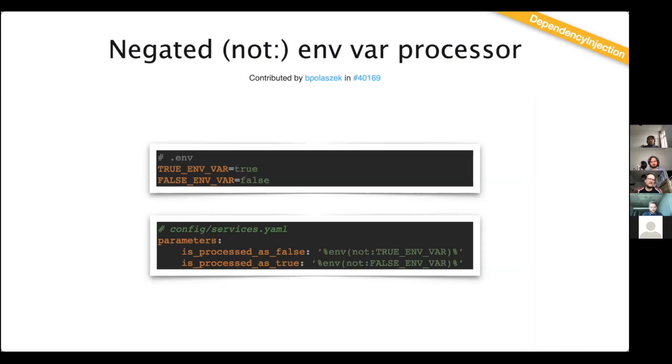Sometimes it's necessary to get the opposite of a Boolean variable, like you have an APP_DEBUG environment variable, and you want to get the negative or the opposite value. You can now use the not processor to negate the Boolean variable. For example, you have the environment variable TRUE_VAR with true as the value, and you are using the not processor, and it will be processed as false in the container.